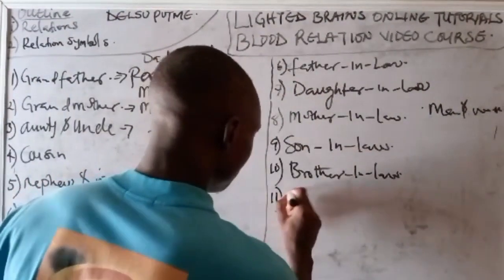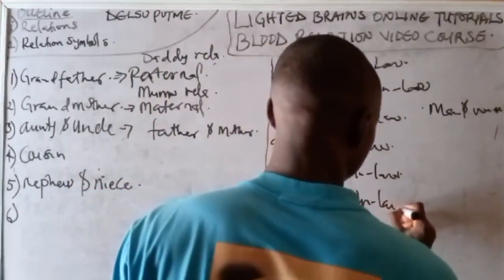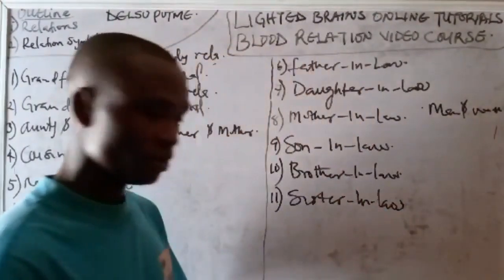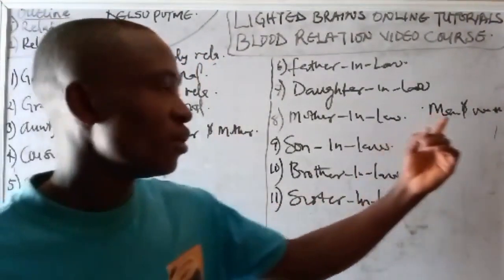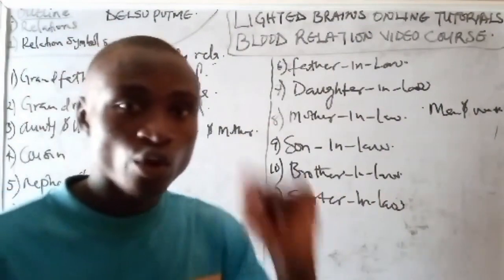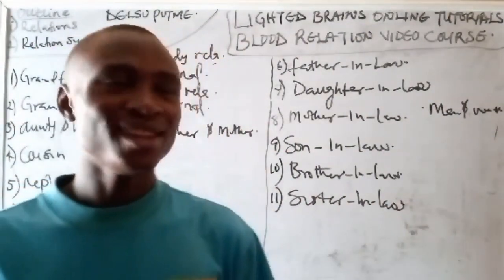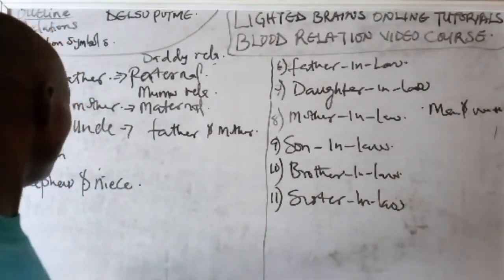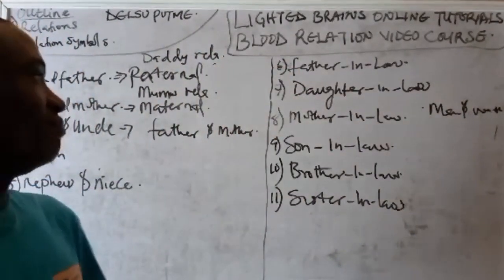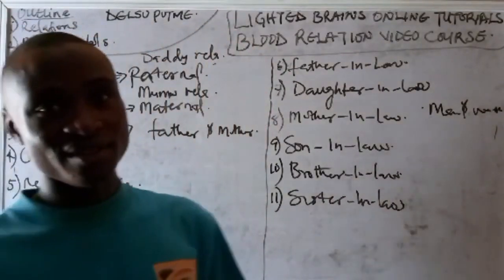Number 11. Sister-in-law. Do you understand? Sister-in-law. Your husband's sister or your wife's sister is your sister-in-law. Do you understand now? So this is very, very simple, and these are relationships that I've written down, and I believe it's very, very simple.